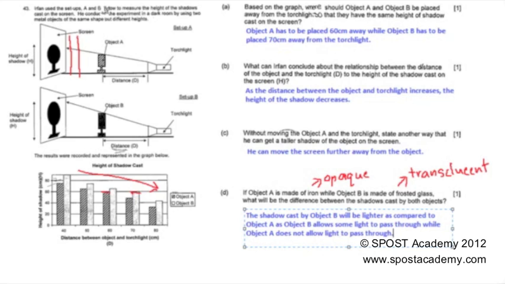Okay, the reason being, if you allow some light to pass through, the shadow will not be as dark as it should be. But if you do not even allow a single amount of light to pass through, it means that you're totally blocking out the light, and that's why you have a shadow that is really dark.